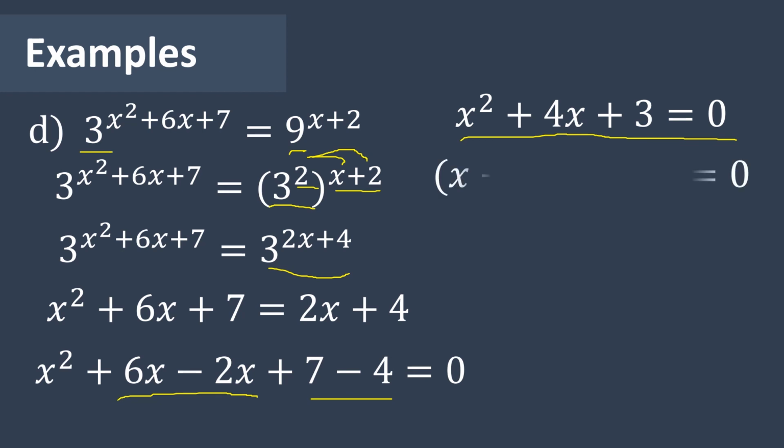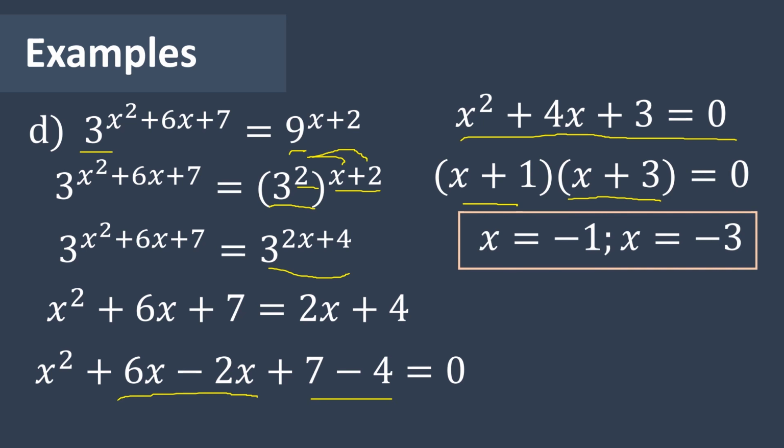In this case, I will use factoring. So this is factoring a quadratic trinomial. We have x squared plus 4x plus 3. The factors are x plus 1 and x plus 3 is equal to 0. So for each factor, we're going to equate it to 0. So x plus 1 is equal to 0.